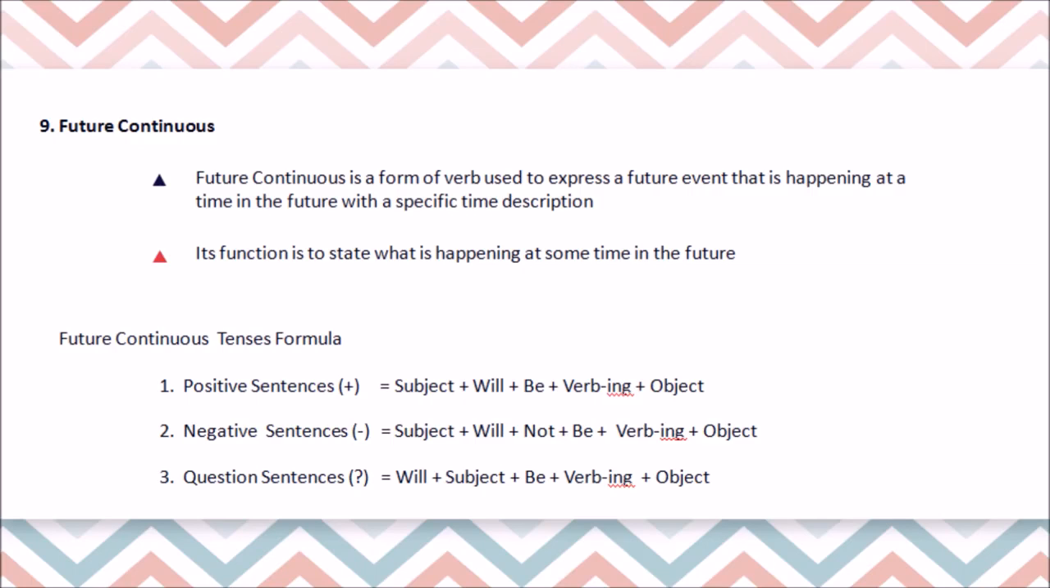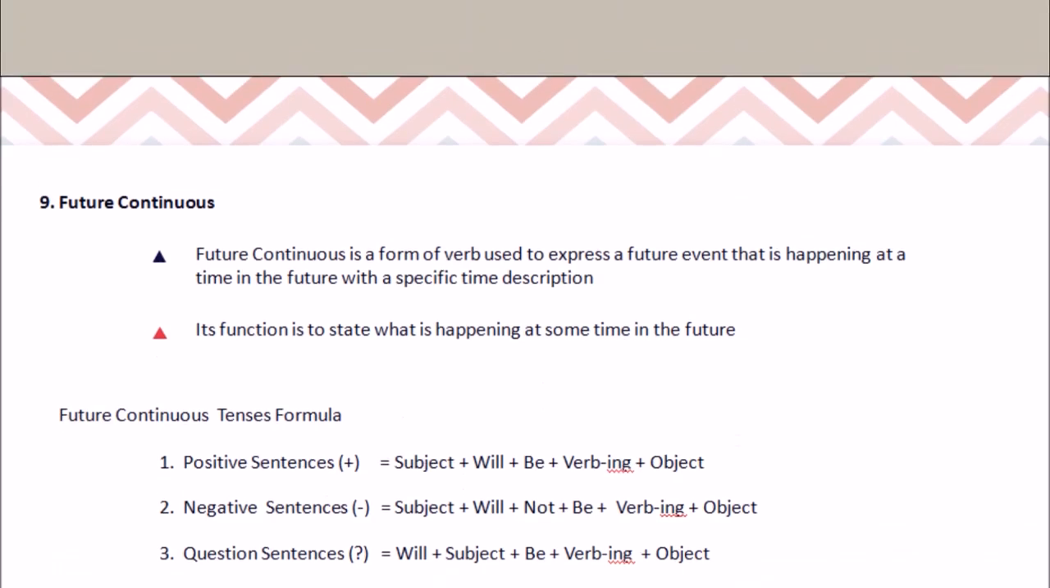Future continuous tense formula. Positive sentence: subject plus will plus be plus verb-ing plus object. Negative sentence: subject plus will plus not plus be plus verb-ing plus object. Question sentence: will plus subject plus be plus verb-ing plus object.